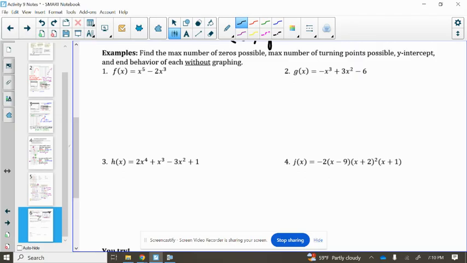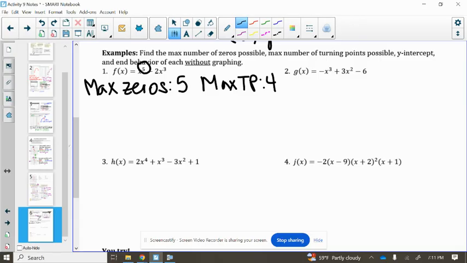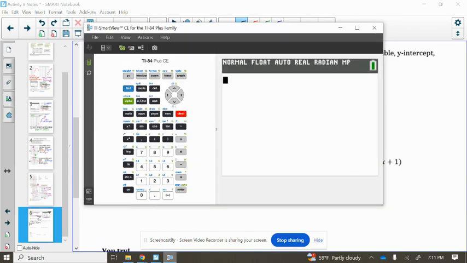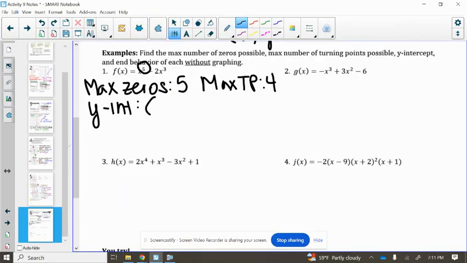Again, we are not going to graph this to be able to tell each of these things. So first and foremost, what are our max zeros? Well, again, that's going to match the highest degree of our function. In this case, our highest degree is 5. And then the max turning points are going to be 1 less than that each time, and that's 4. For our y-intercept this time, if we plug in 0 for our x value, we would have 0 to the 5th power, minus 2 times 0 to the 3rd power, and we end up seeing our output value this time is 0.